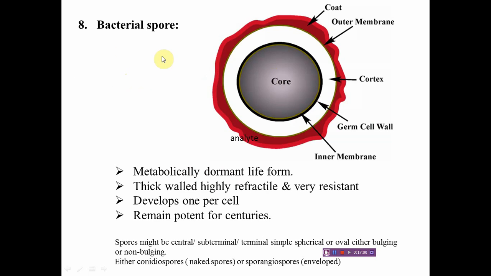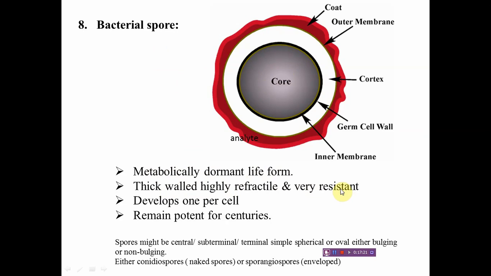Sometimes the bacteria have an egg-like dormant structure produced within the cell, which is one per cell. It is called a spore. So here the diagram of a spore is shown. Spores are metabolically dormant life forms. They are thick-walled, highly refractile, and very resistant.